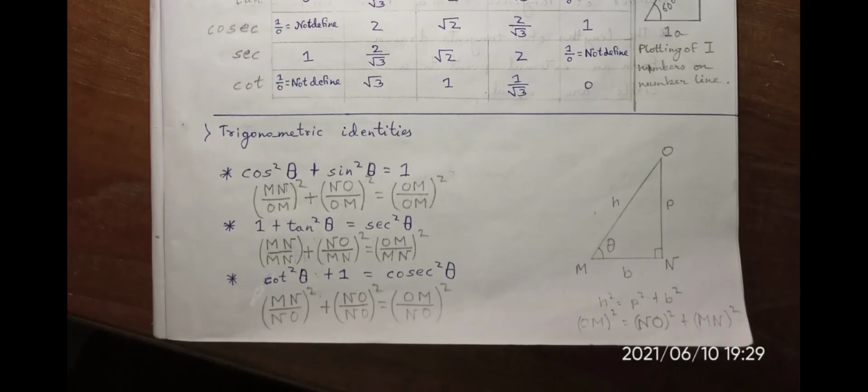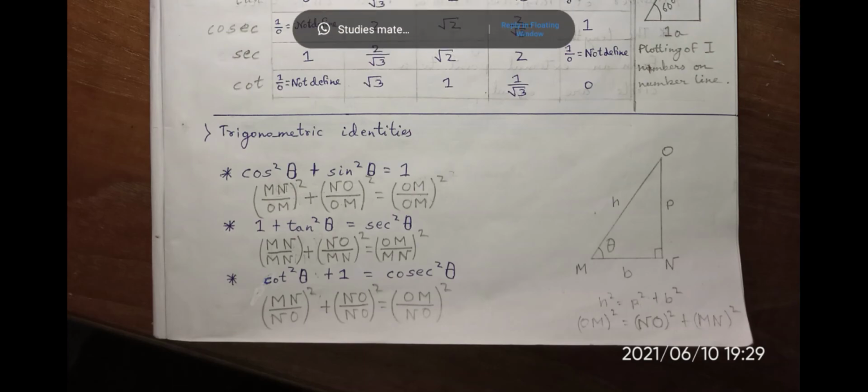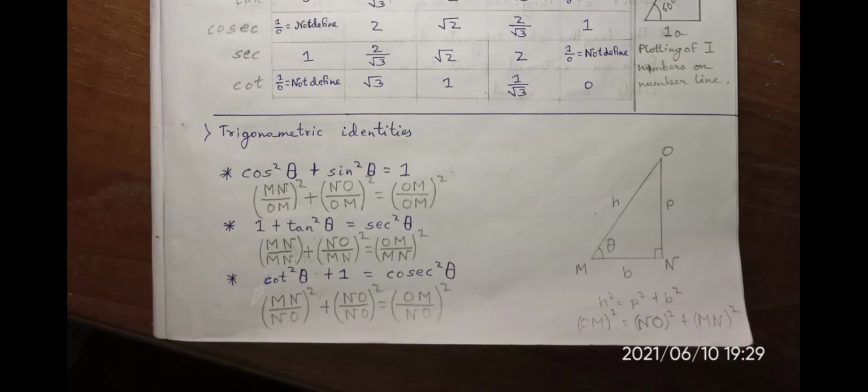Let's go ahead. Now it comes to trigonometric identities. I hope you remember the Pythagoras theorem that we learned earlier. You can take a note of this. Hypotenuse square equals perpendicular square plus base square, what we learned in the Pythagoras theorem. See the triangle diagram at the right bottom, triangle MNO. There OM is the hypotenuse, NO is the perpendicular, and the base is MN.